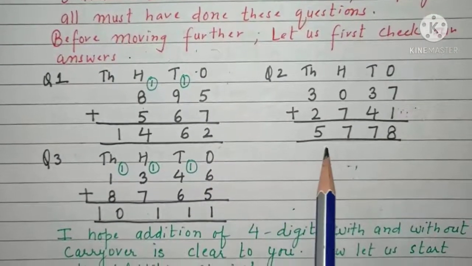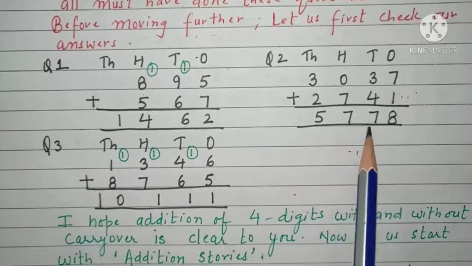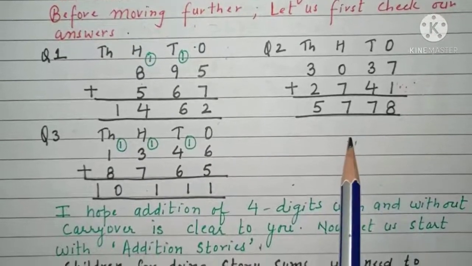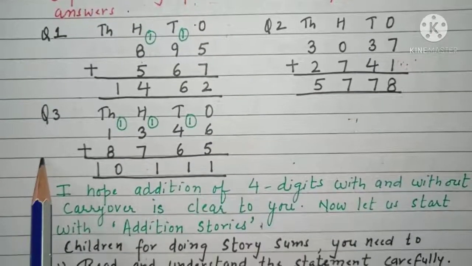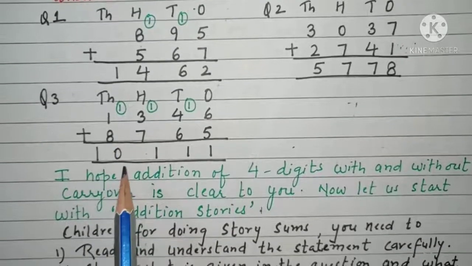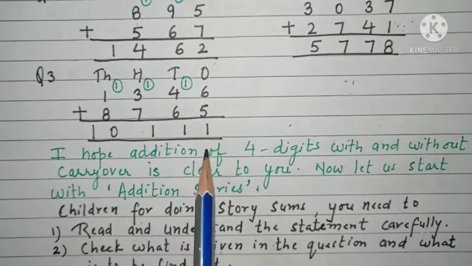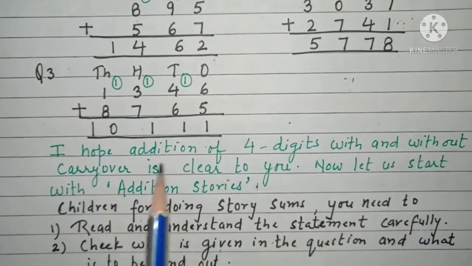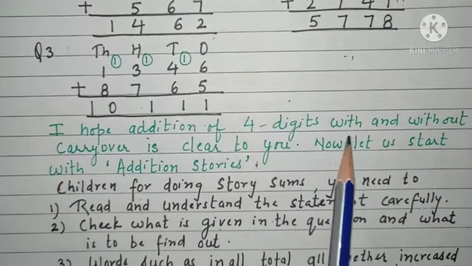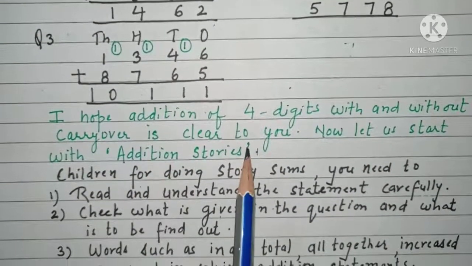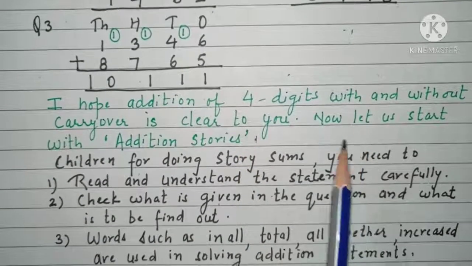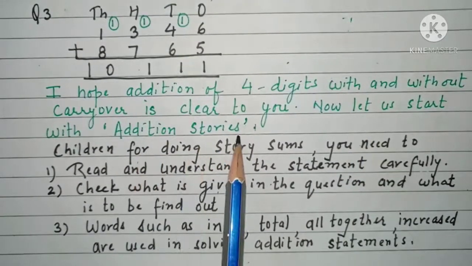Question number 2, the answer is 5778. It was without carryover. Okay. And question number 3, the answer comes out to be 10,111. So I hope the addition of 4 digits with and without carryover is clear to you. Now, let us start with addition stories.